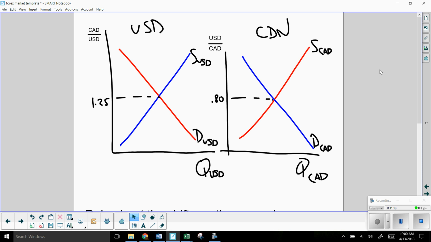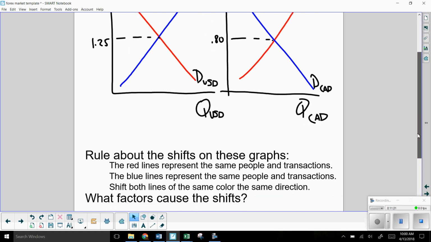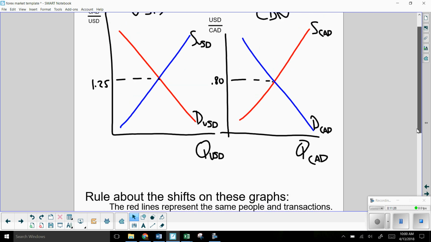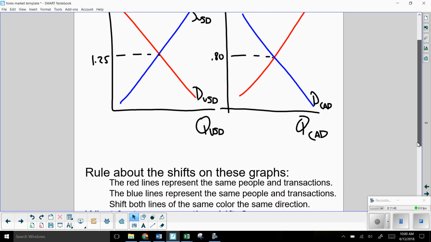Same thing with the red lines. So the big principle of understanding here is that the red lines represent the same people and transactions. And just to refresh that one more time, the red lines here represent Canadians that want to buy American goods or Canadians that want to buy American bonds. The blue lines represent Americans that want to buy Canadian goods or Canadian bonds. So when you shift lines on these graphs, you shift them in the same direction, and you shift the opposite curve.